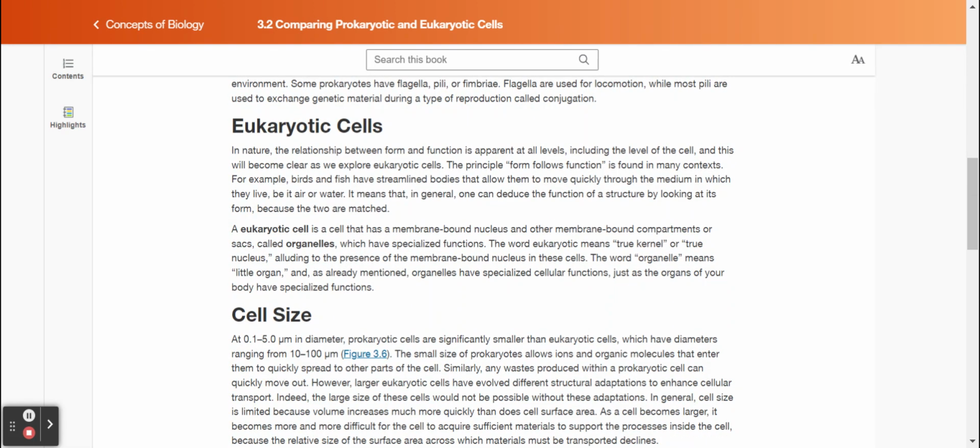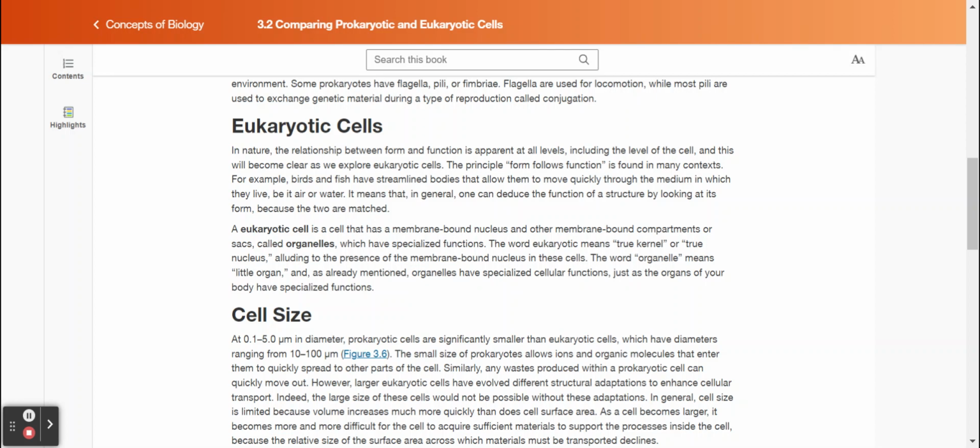Eukaryotic cells. In nature, the relationship between form and function is apparent at all levels, including the level of the cell, and this will become clear as we explore eukaryotic cells. The principle form follows function is found in many contexts. For example, birds and fish have streamlined bodies that allow them to move quickly through the medium in which they live, be it air or water. It means that, in general, one can deduce the function of a structure by looking at its form, because the two are matched.